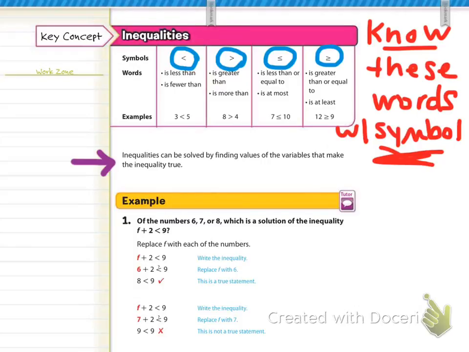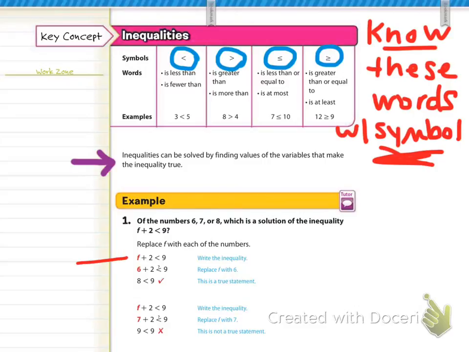Inequalities can be solved by substituting values to see if the inequality is true. The main thing is to make sure that you have the symbols pointing the right way. Your left hand is less than. So if you look at example 1, of the numbers 6, 7, or 8, you have to determine which is a solution to the inequality F plus 2 is less than 9.